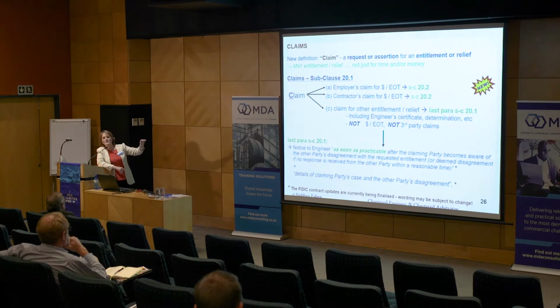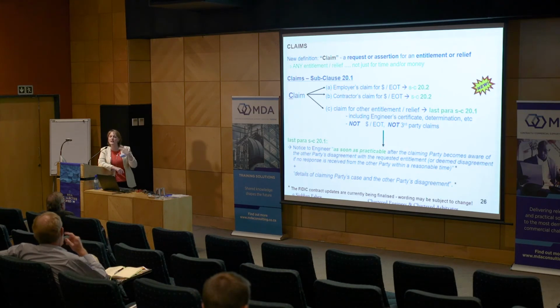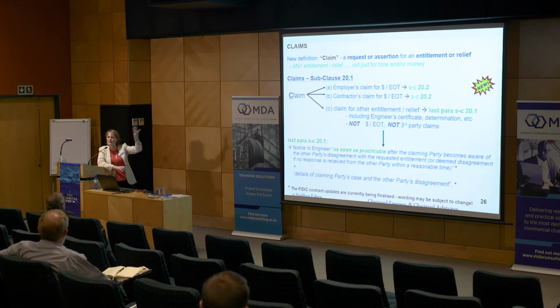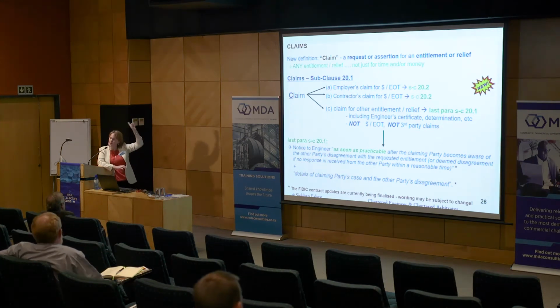It's not for time or money, and it's not for third-party claims. So that caused quite a lot of discussion from the friendly reviewers. We want to just make it clear that it's not claims under the insurance policy or something. It's our idea of what should be a capital C claim.